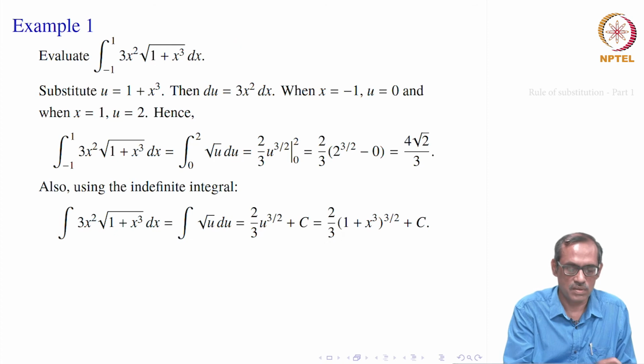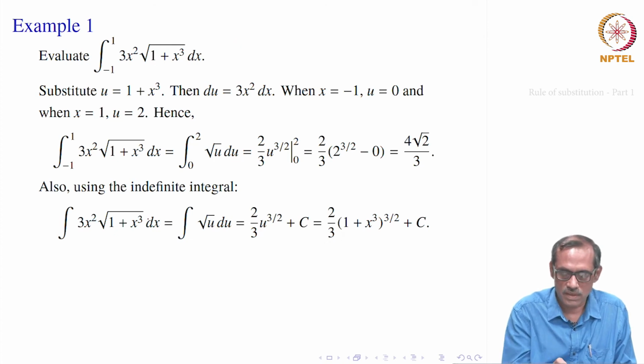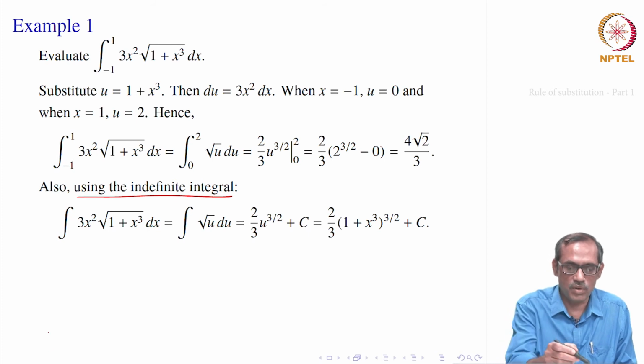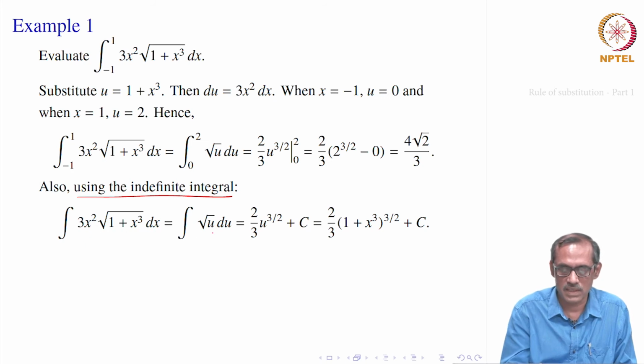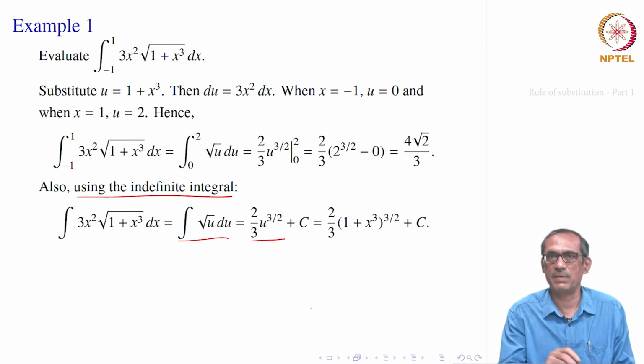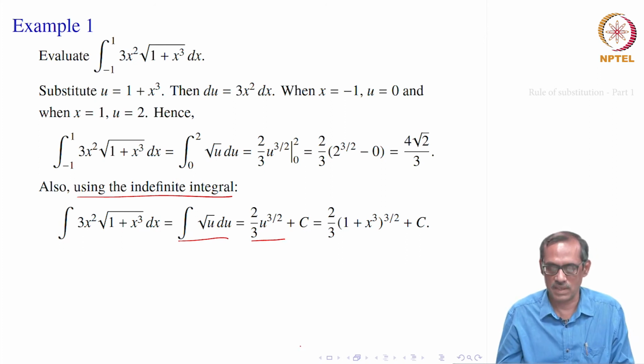Okay, let us go to the next thing, which is the indefinite integral. So, now if you go for the indefinite integral, it will not have any limits here. It will be the integral of 3x square square root of 1 plus x cube dx, which is the integral of root u du, and this plus c, because indefinite integrals will introduce a constant. So, that will be 2 by 3 into 1 plus x cube to the power 3 by 2 plus c, as we have seen, fine.